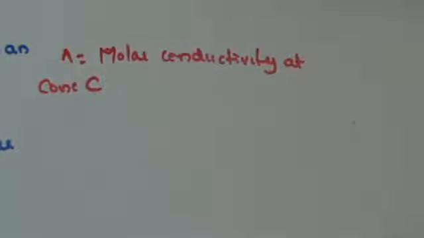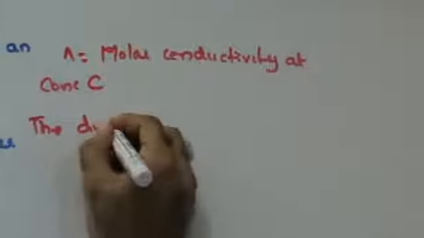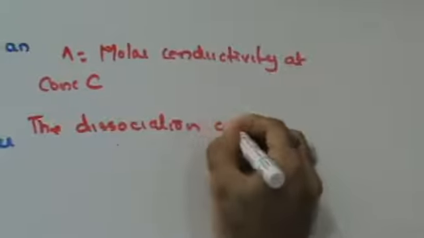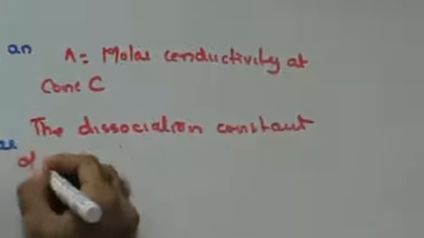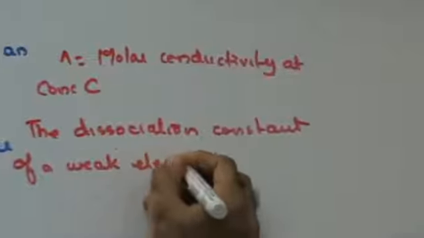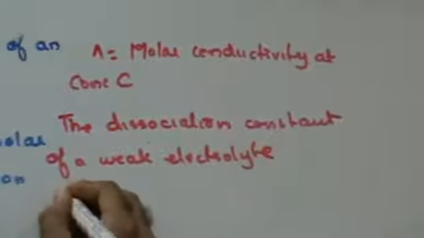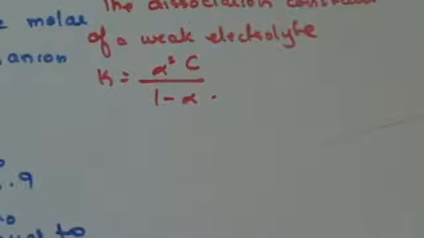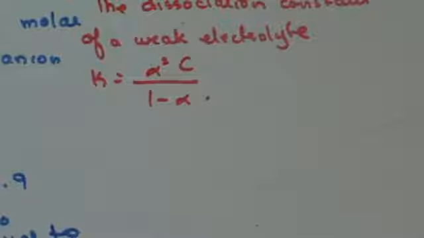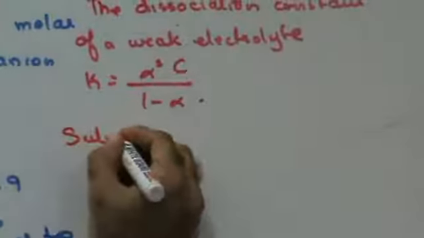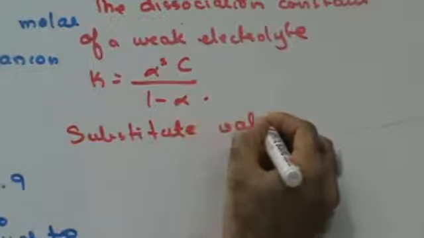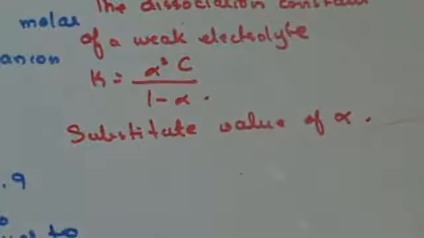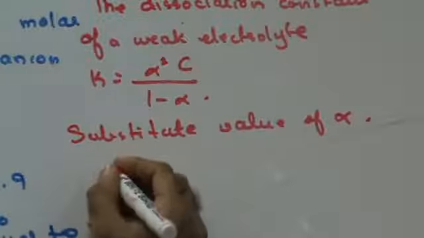Now, the dissociation constant of a weak electrolyte, we have already learned, can be given by the formula K is equal to alpha square C upon 1 minus alpha. This we've learned from Ostwald's law of dilution. Now if I substitute the value of alpha, alpha we already said is nothing but molar conductivity upon molar conductivity at zero concentration.